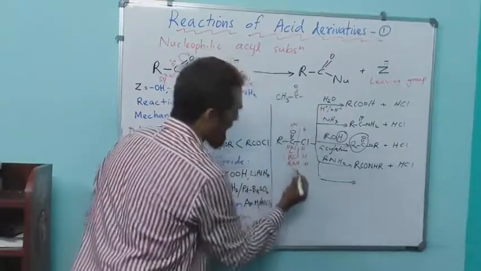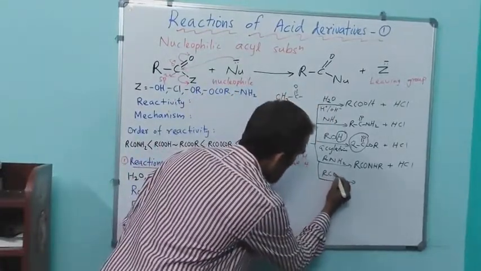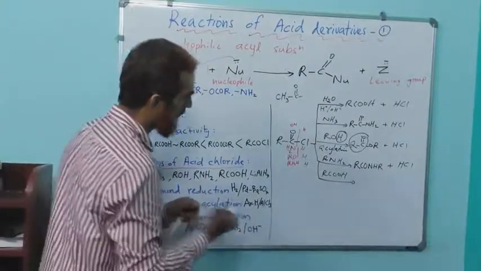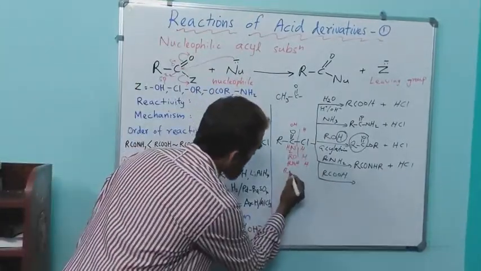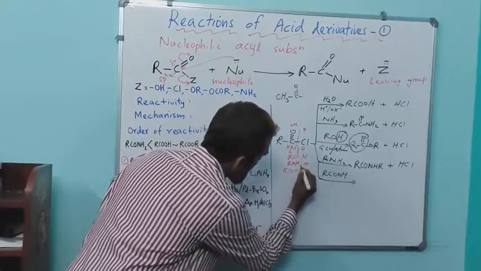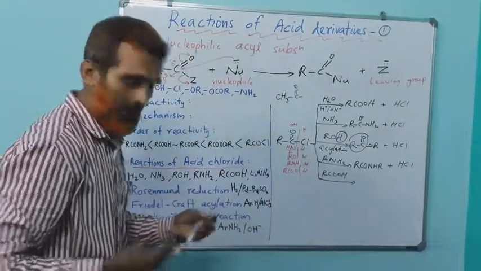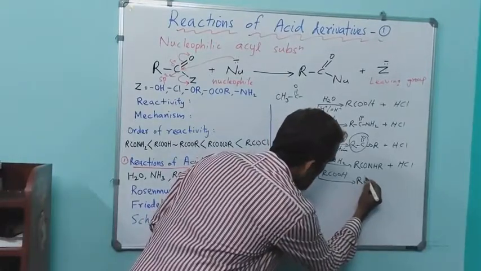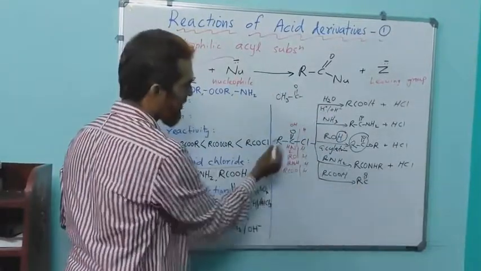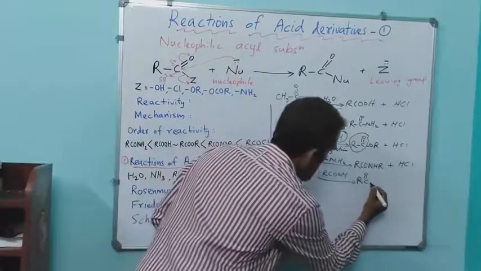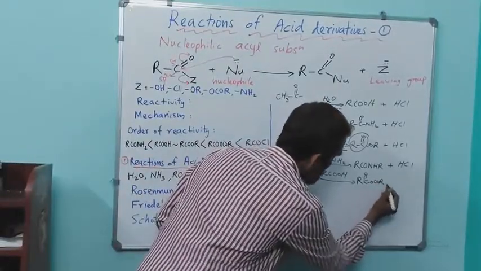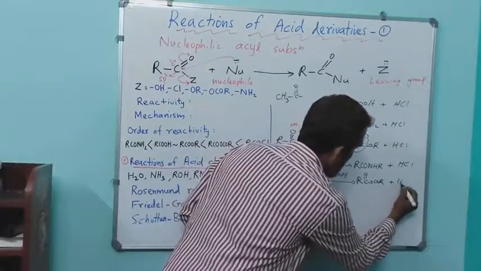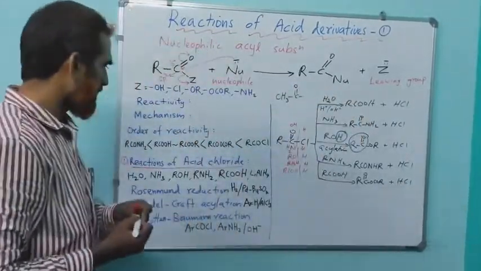Now next is reaction with carboxylic acid. If acid chloride is treated with a carboxylic acid molecule, what about the reaction now? We can write it like this, RCOOH. It breaks like this. So what is the product now? Again another derivative, it is RCO, then this part OCOR. What is this? Anhydride plus HCl. Okay, so these are reactions.